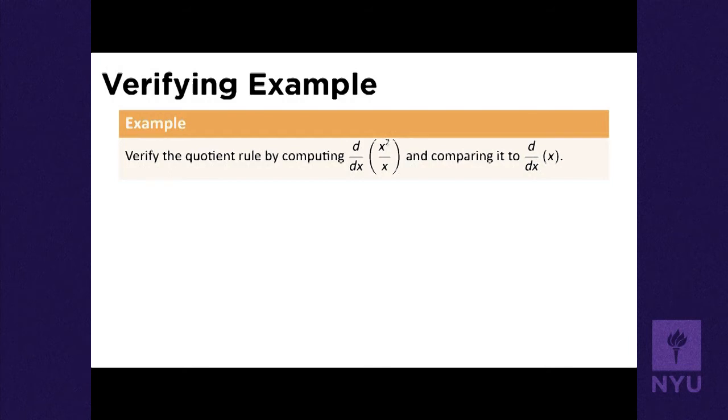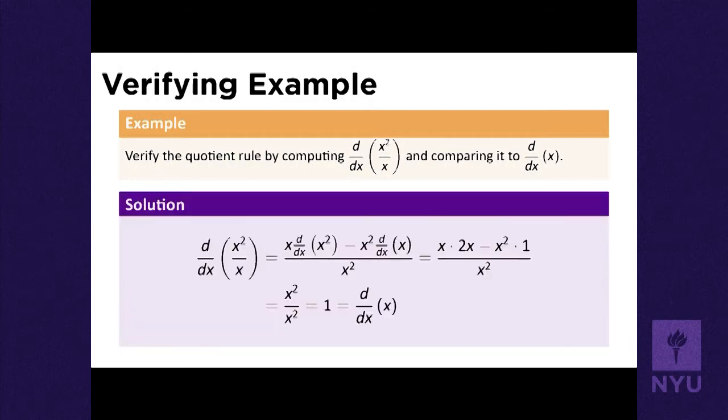Okay. So let's do a little sanity check on the quotient rule. If we were to apply the quotient rule to a function whose numerator was x squared and whose denominator was x, then we should get the derivative of the function x. That is, we should just get 1. So let's double check that this does give us what we predict would happen.